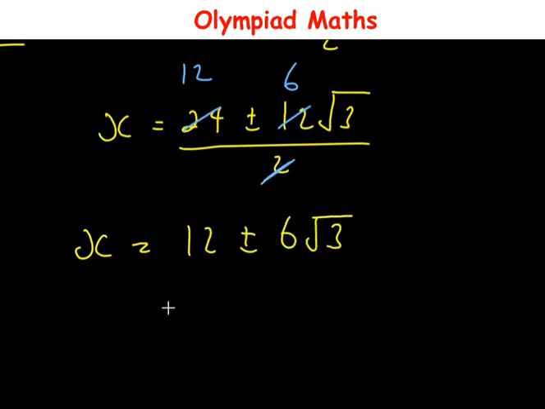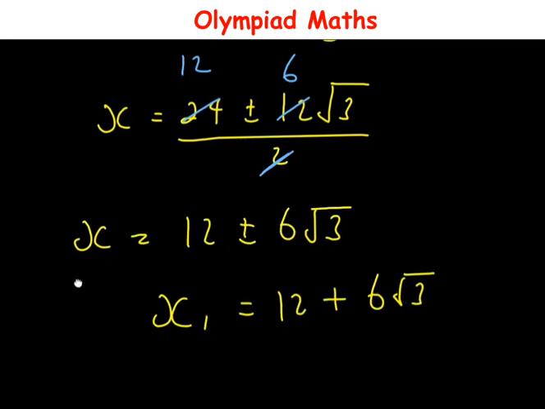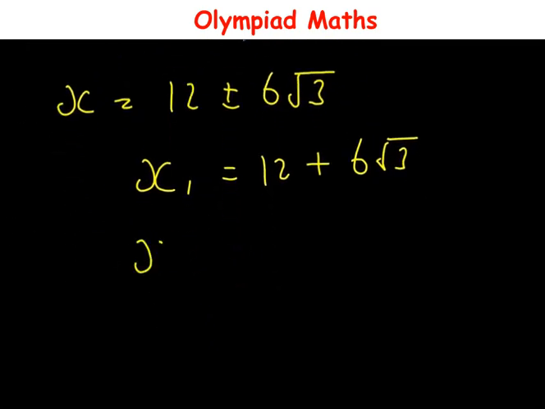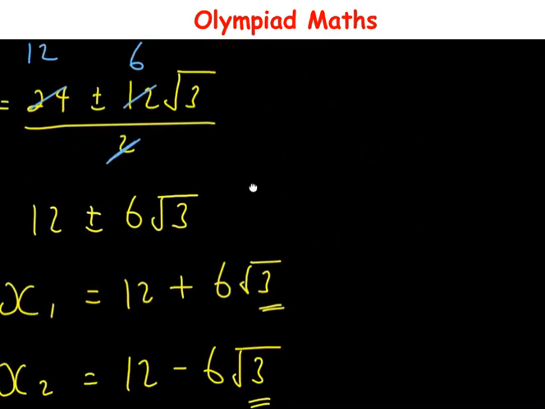So with this, the value of x1 is equal to 12 plus 6 times root 3, and the value of x2 is equal to 12 minus 6 times root 3. Now we have gotten the value of x1 and the value of x2. Good. Now the next thing is to check which of these two solutions is the correct solution and which of them is the wrong solution. So let us check that out right here.